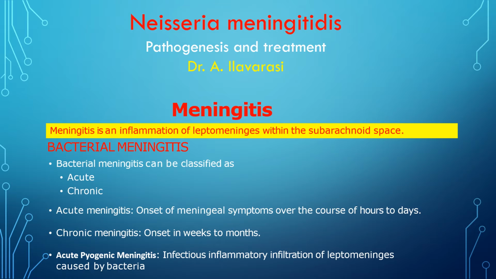So acute pyogenic meningitis is an infectious inflammation of the leptomeninges, which is mainly caused by bacteria. The bacteria may be Neisseria meningitidis, Streptococcus pneumoniae, Haemophilus influenzae, and some other organisms, and it depends upon the age factor.